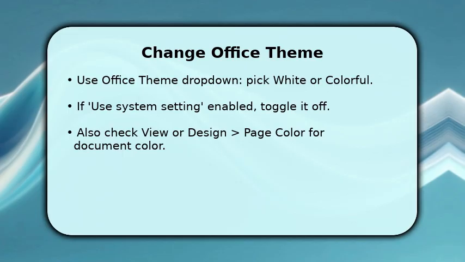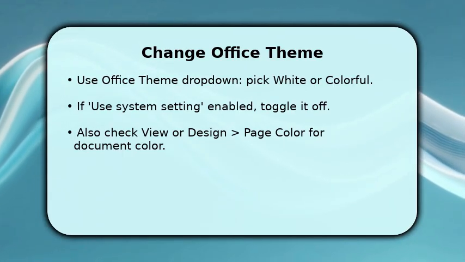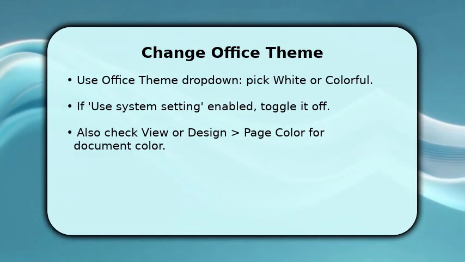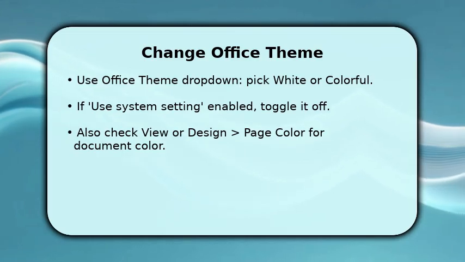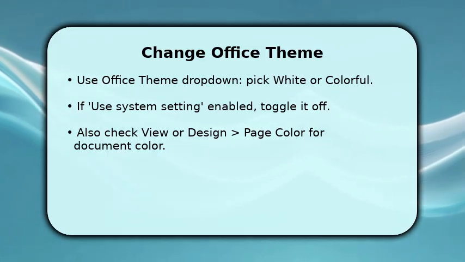Once done, make sure any Use System setting or Match Windows Theme option is disabled, because Windows Dark Mode can override Word. If the document text area still looks dark, go to Design or View and open Page Color to set a white background. Word can keep a dark UI but show a white page.